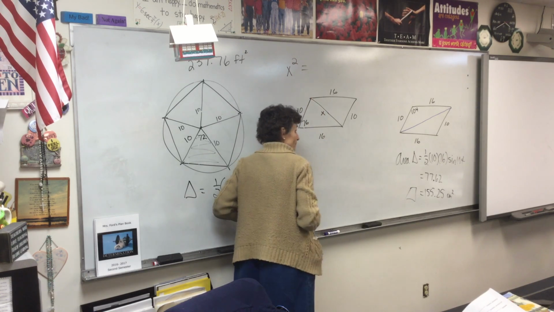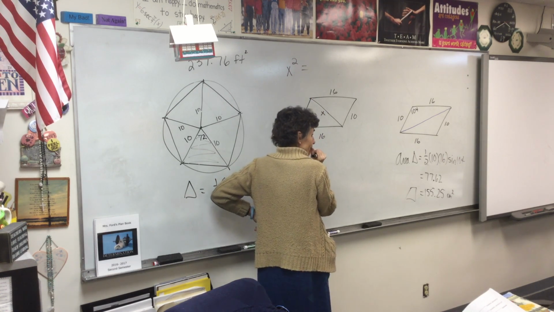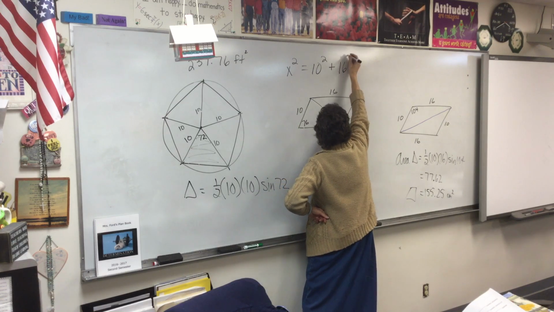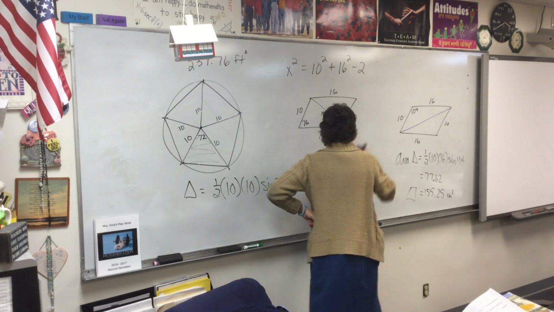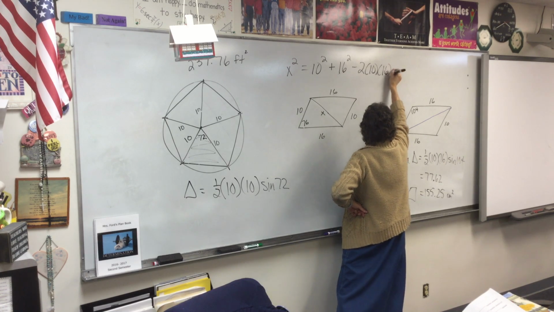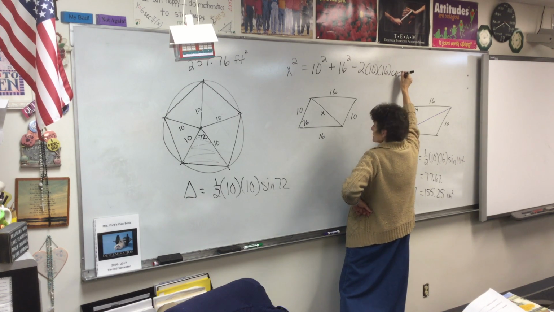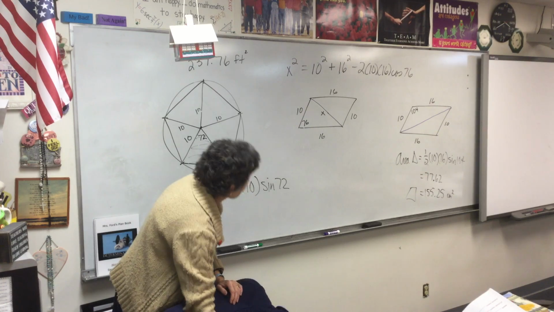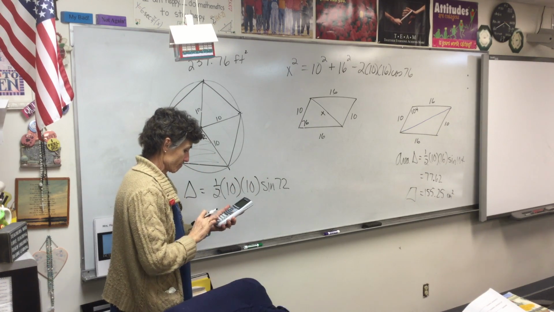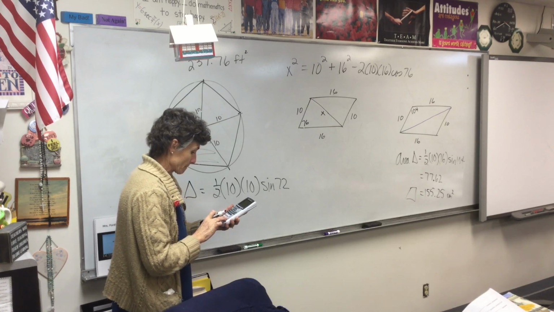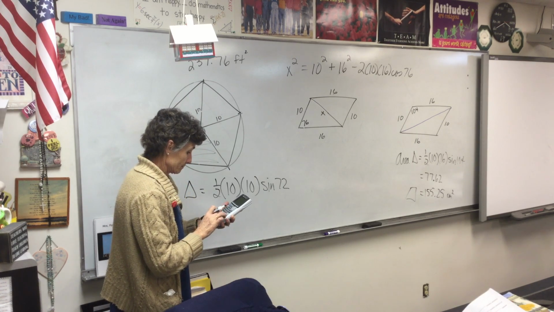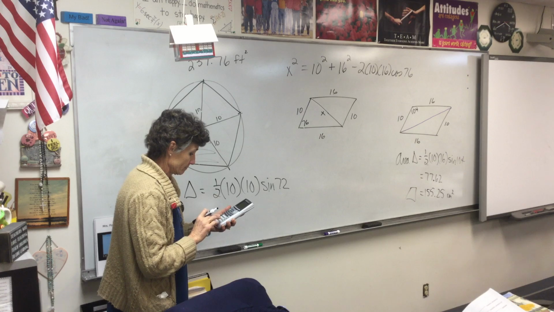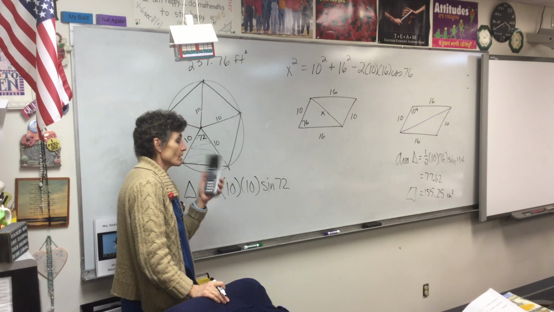X squared equals. Here we go. Are you good at this? Let's see. 10 squared, good. 10 squared plus 16 squared minus 2 times 10 and 16. And it's not sine, it would be cosine 76. Did you get 278?